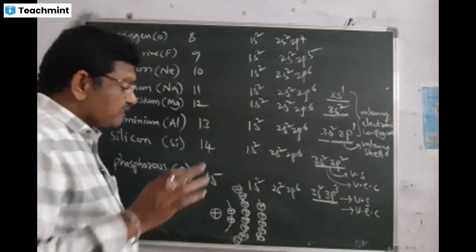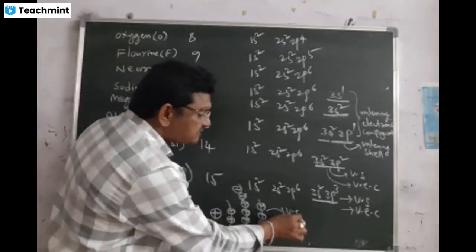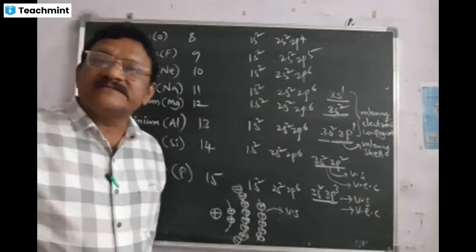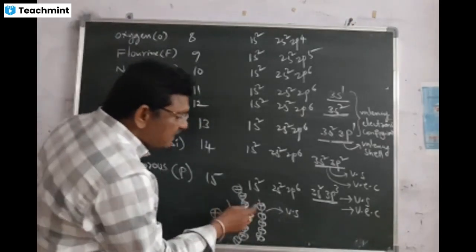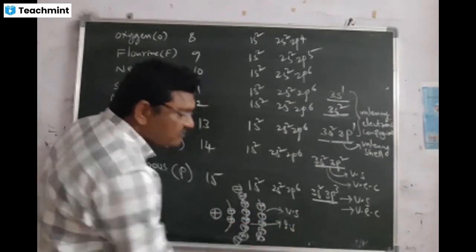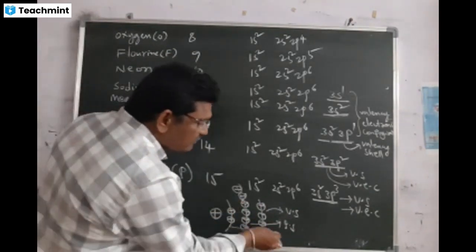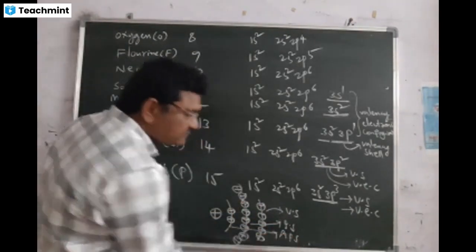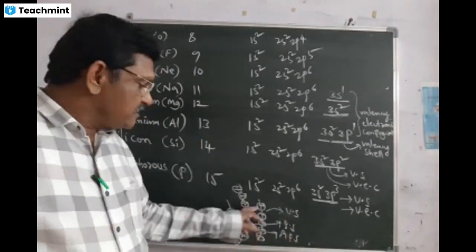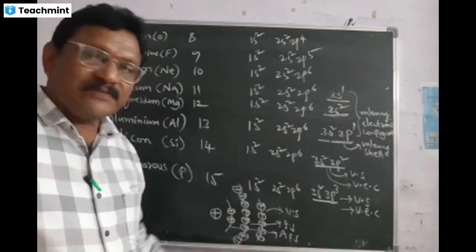Listen carefully. The last cell is called the valence cell. Yesterday in the last class we discussed it. Before the valence cell, this cell is called the penultimate cell. And before the penultimate cell, it is called the anti-penultimate cell. So the last orbit is the valence cell, before it the penultimate cell, and before that the anti-penultimate cell.